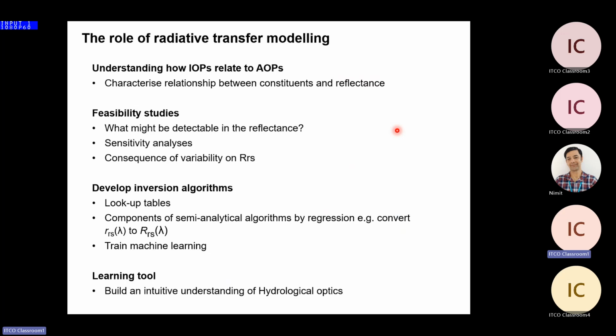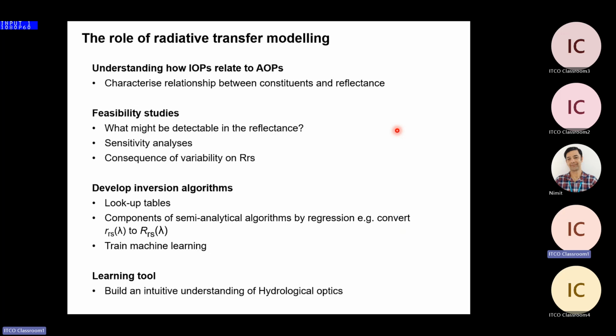You can use forward models to develop inversion algorithms. A simple way to do it is to run the model over and over again with different input parameters to get different reflectances, and you build a big table of the reflectances from the model based on the different input parameters. Then you can do spectral matching, where you take your reflectance from the satellite and find the reflectance that matches the closest, and you say, okay, these are the optical properties in the water. So that's a simple spectral matching through lookup table inversion algorithm.